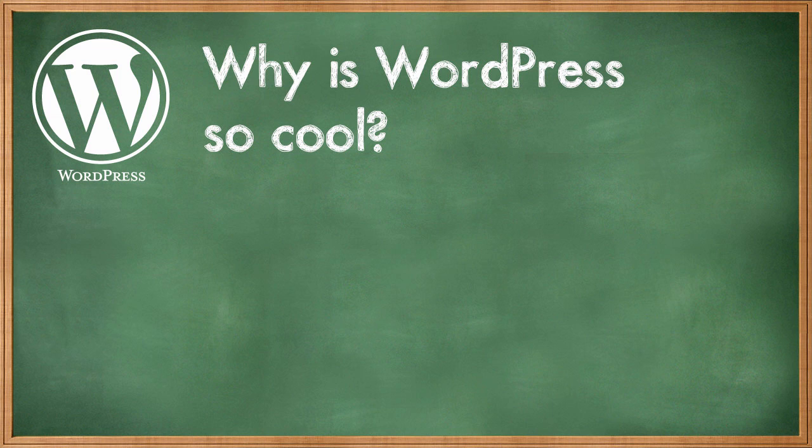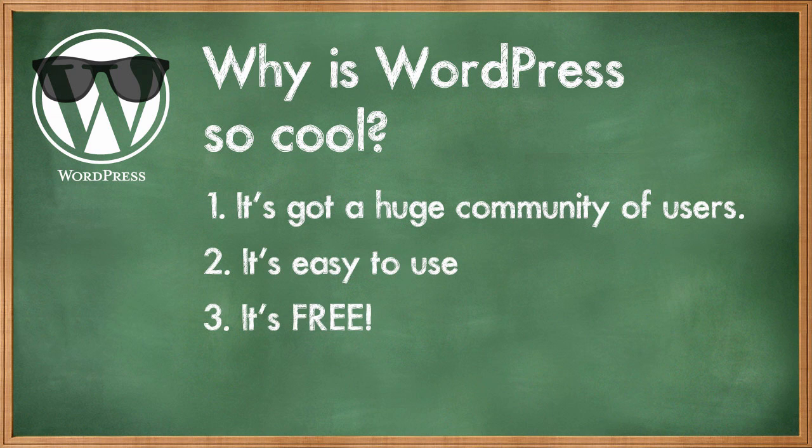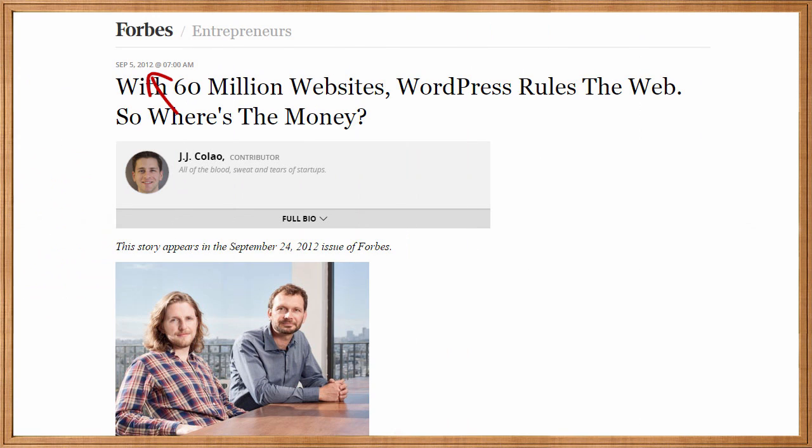Why is WordPress so cool? Number one, it's got a huge community of users, it's easy to use, and it's free. We can see in this pie chart that WordPress is by far the most popular content management system in the world. Even way back in 2012, just 9 years after its release, WordPress was already running on 60 million websites. And again, it's free, so that's a big deal. It's one of the biggest things to happen to the industry in the last decade.